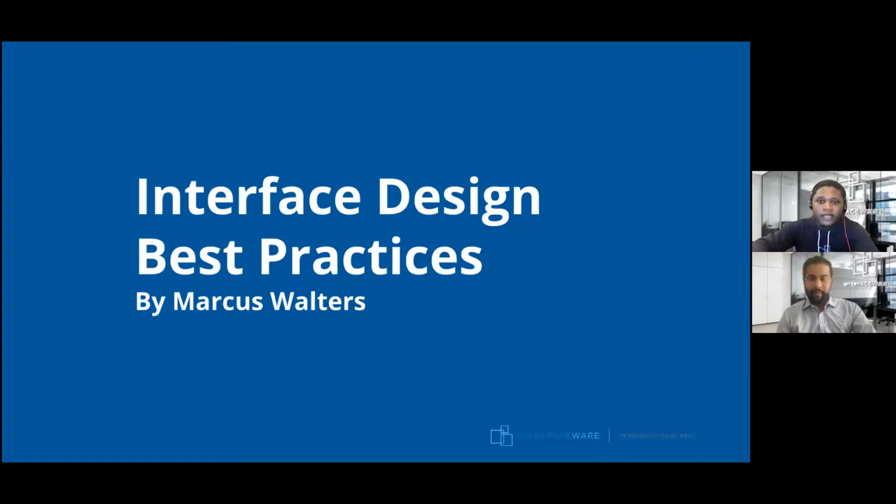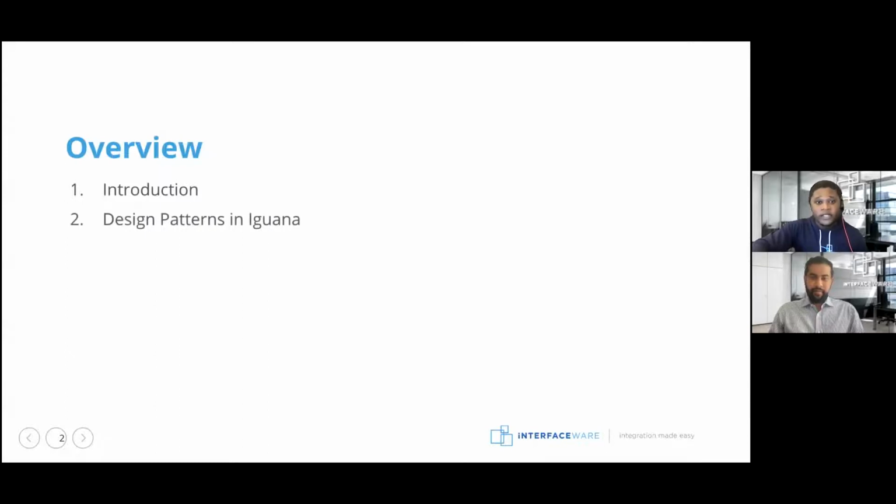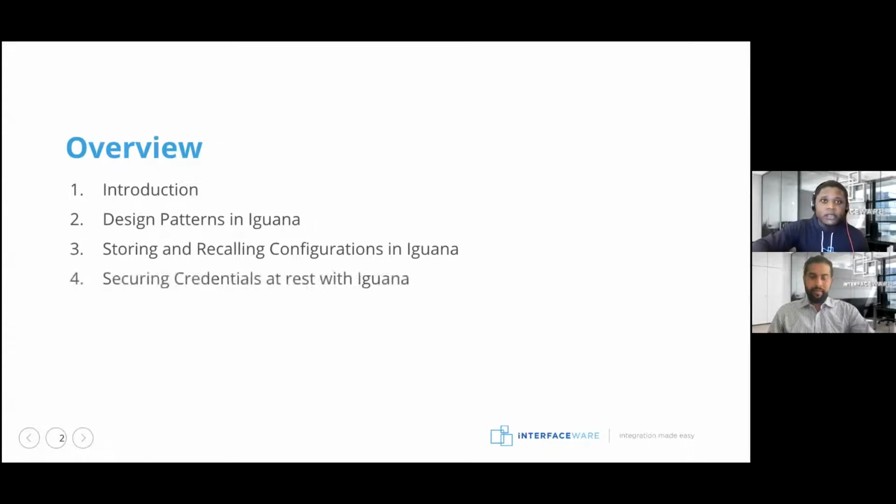To start off, I'd like to go through a quick overview of the topics that we'll be discussing today. Firstly, we'll start with an introduction on what an interface is within the context of Iguana. We'll then discuss design patterns that can be incorporated to achieve an interface. And along with this, we'll discuss ways that you can store and recall configurations that will be used in those interfaces and how you can secure them at rest using Iguana. After that, we'll go through a quick walkthrough of a sample interface that will go over the topics that we had discussed. And then finally, we'll open it up for a Q&A at the end of the webinar.